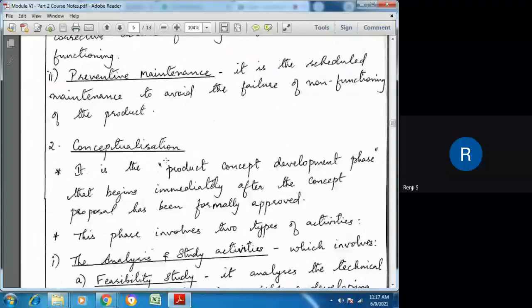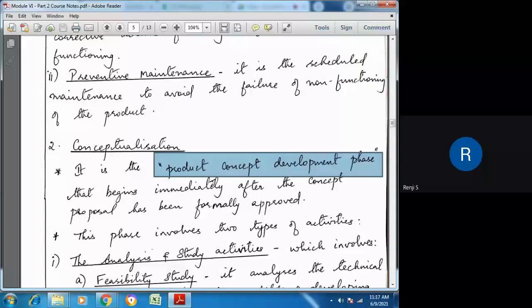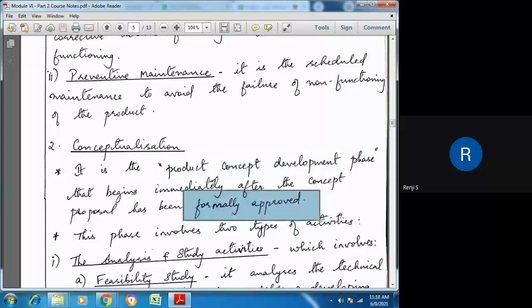In this phase, it is the product concept development phase. They imagine how a product looks, or what functionalities can be included in this product. This begins immediately after the concept proposal has been formally approved. The senior management and the funding agency should approve the concept proposal. The concept proposal, or the statement of need, is the need that the end user puts forward. Once it is approved, the conceptualization phase starts.